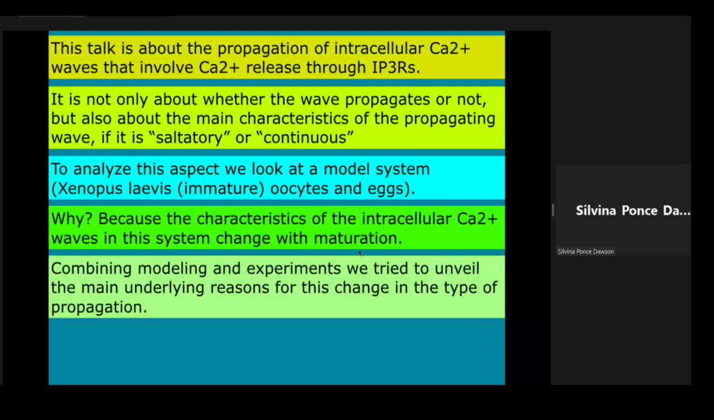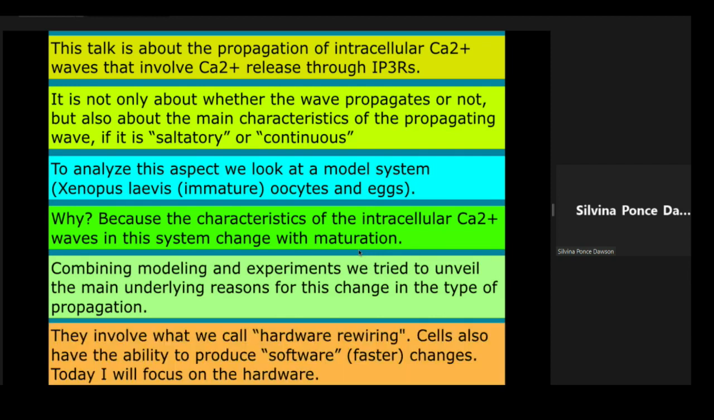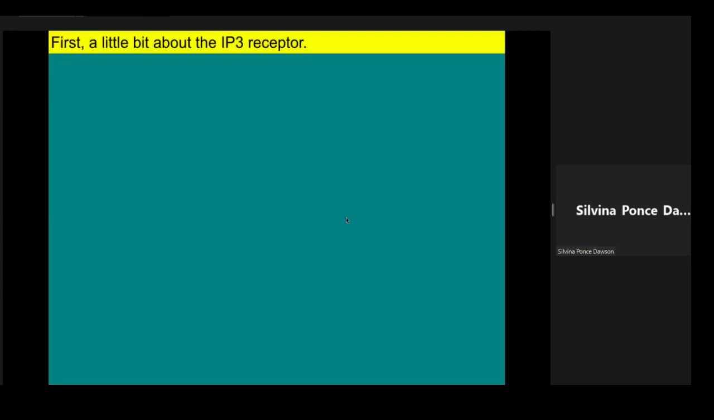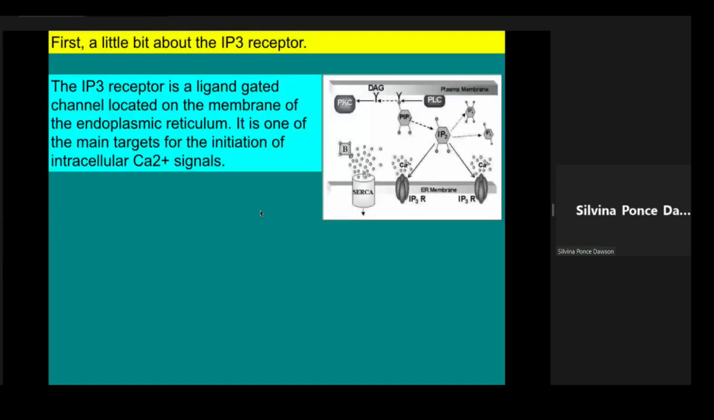And so what we tried to do was to combine modeling and experiments to try to understand what was the key ingredient that produced this change in the type of propagation. And we call it hardware rewiring. So let me talk a little bit about the IP3 receptor.